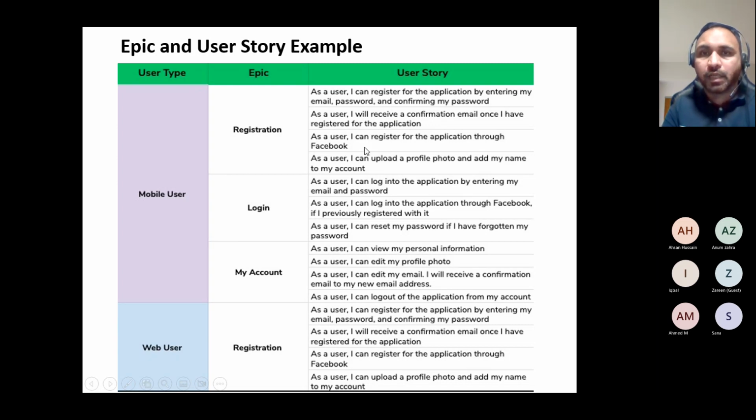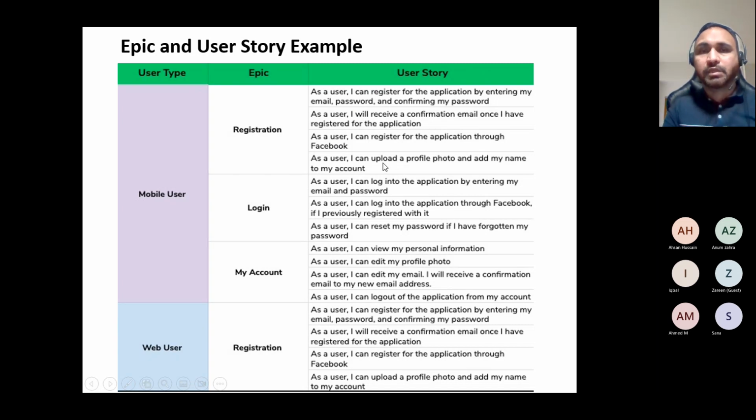The next one is: as a user, I can register for the application through Facebook. Remember, when you register yourself these days, it gives you an option to use your Facebook credentials, or your Google credentials, those types of things. You guys can include Google as well. The next one is: as a user, I can upload a profile picture and add my name to my account.